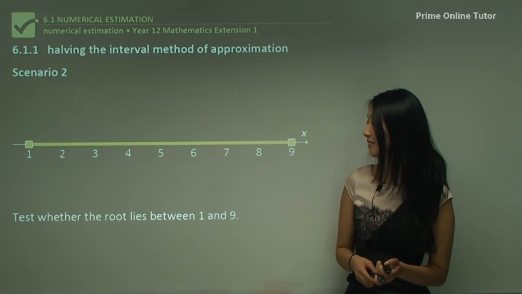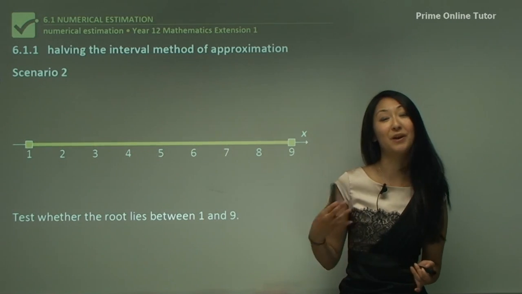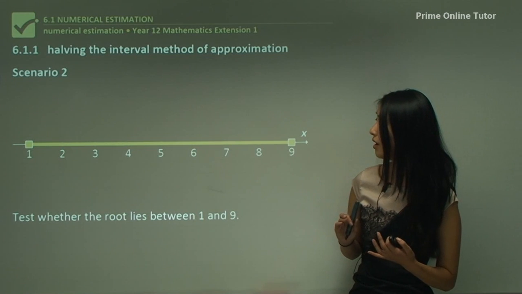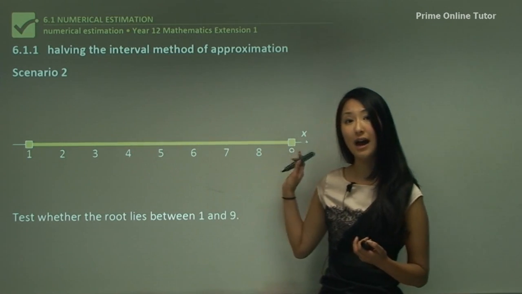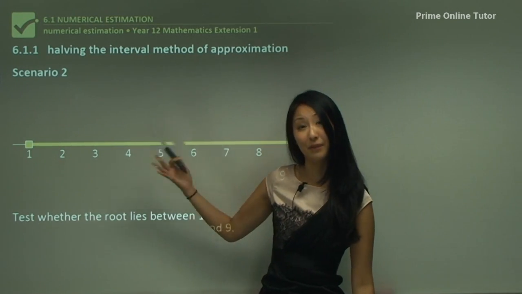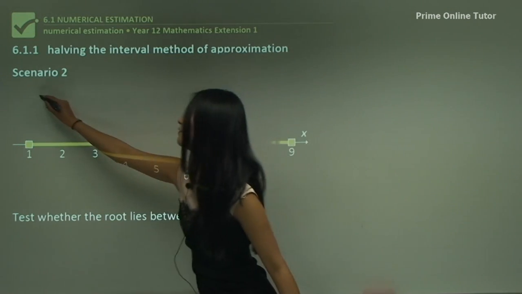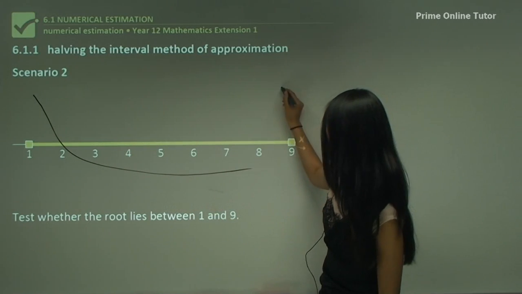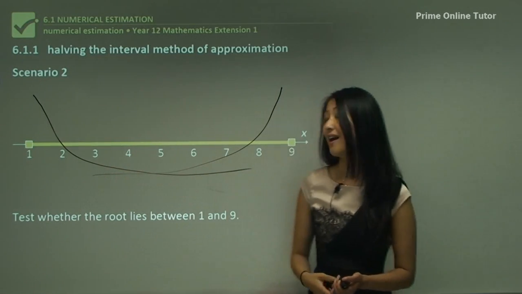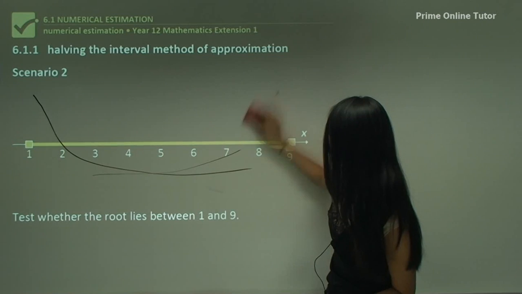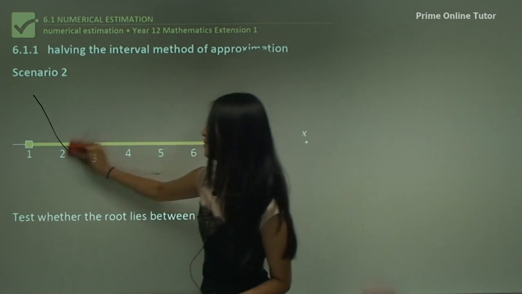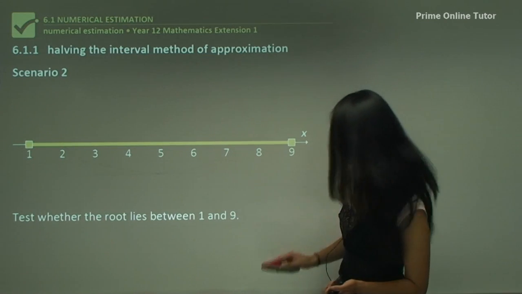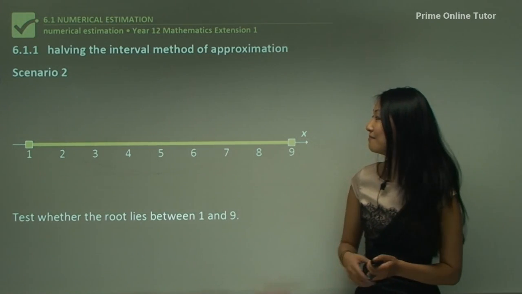So in scenario 2, we want to again test whether the root lies between 1 and 9. And what I want to demonstrate to you in scenario 2 is just because a root lies between 1 and 9, it doesn't always have to lie in the middle. So it could lie anywhere from over there, so on one side, or for example, it might be on the other side as well. And that's what I want you to keep in mind. I don't want you to assume just because it's between two roots that it has to be smack bang right in the middle. Okay, let's do our methods now.